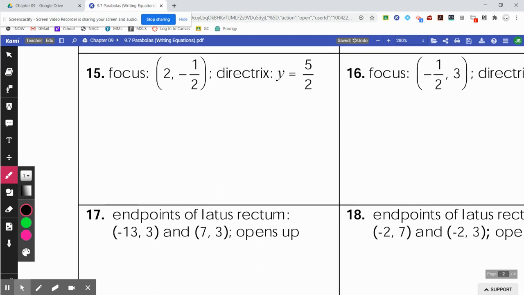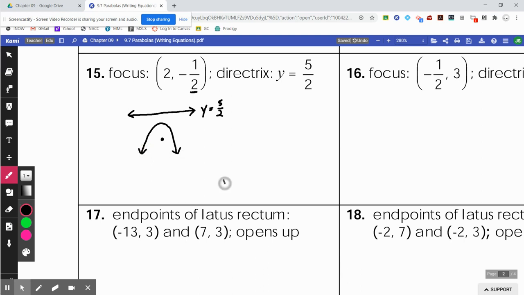Number 15 gives you a focus and a directrix once again. I have a focus at (2, -1/2) and a directrix at y equals 5/2. Again, a y equals equation is going to be a horizontal line. So there's y equals 5/2. My y value here is -1/2, so that means the focus must be a good bit below it somewhere. So that means my parabola is going to cup down.